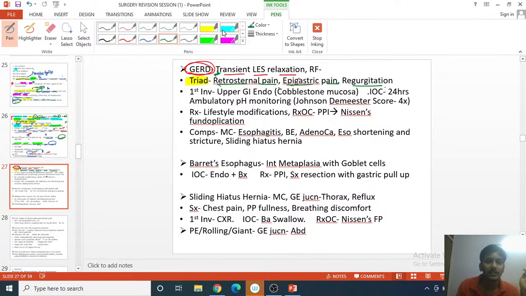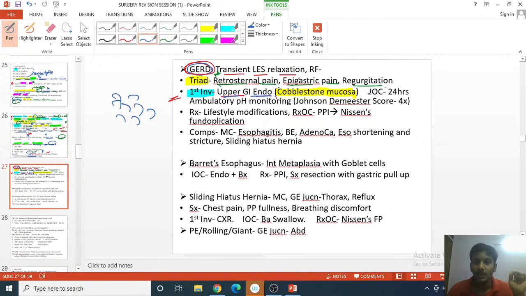Please remember. The first investigation to be performed in GERD is upper GI endoscopy. So what will you perform first? Just endoscopy. First investigation for GERD is upper GI endoscopy. And the characteristic feature you can see is cobblestone mucosa. So chronic GERD can lead to a cobblestone mucosa. Please remember. I'll show you in the images itself. So this is what a cobblestone mucosa would look like. Okay, please remember. So cobblestone mucosa is seen in which cases? In cases of GERD on upper GI endoscopy.